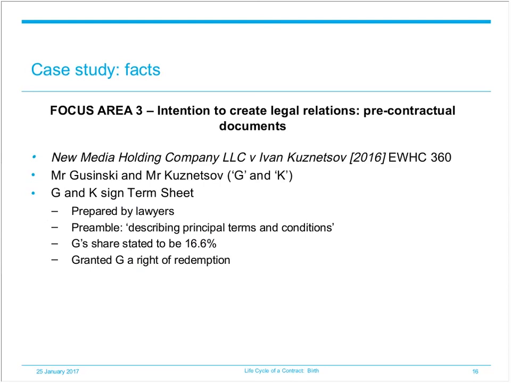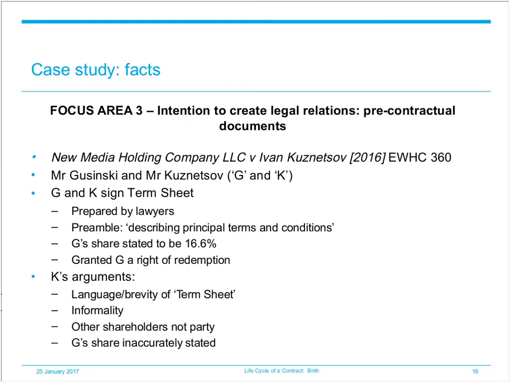When G came to serve notice, K refused to purchase the shares, contending there was no right of redemption because the term sheet was never intended to be legally binding. Alternatively, he argued that there was no consideration, but it was the first point which is of interest today, so we're only going to address this one here. In arguing that there had been no intention to create a legally binding agreement, K drew attention to several points which we've listed on the slide.